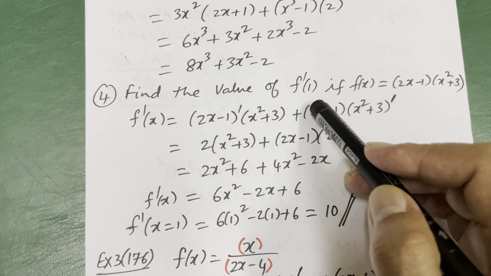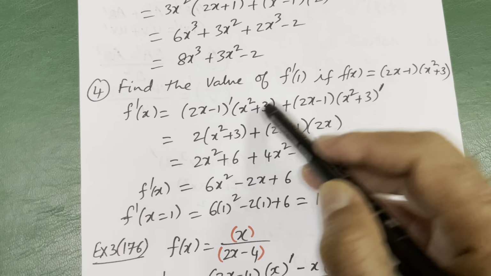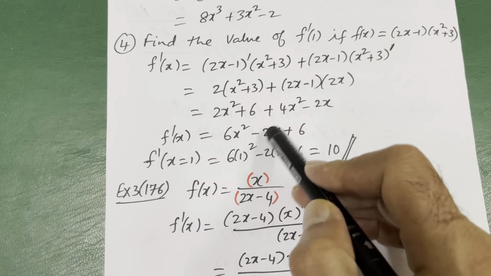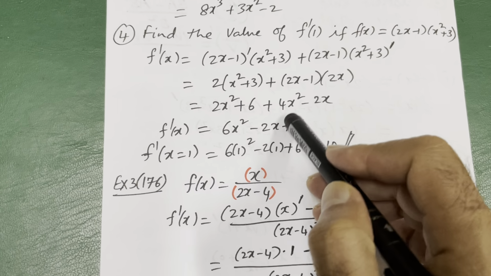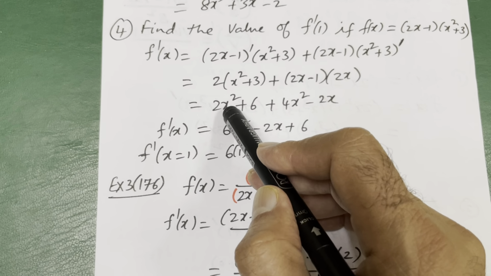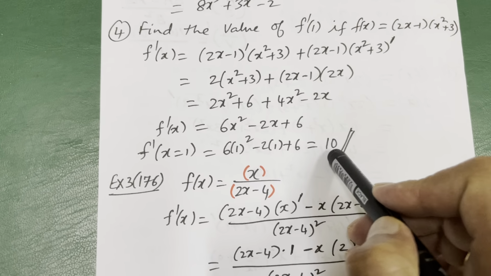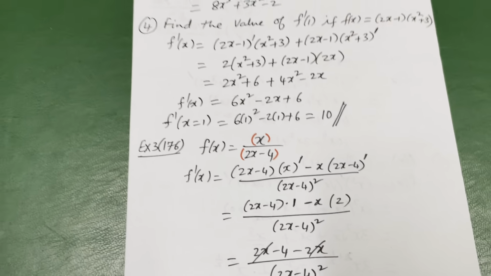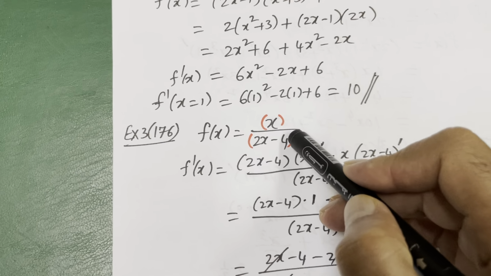So find the value of f'(1) if f'(x) is so and so. So find the derivative using the same methodology. After finding the derivative, put x equal to 1. No need for this line also. Simply put x equal to 1 here itself, and you get the same answer, 10. Now the formula is for F divided by G: x over 2x minus 4.